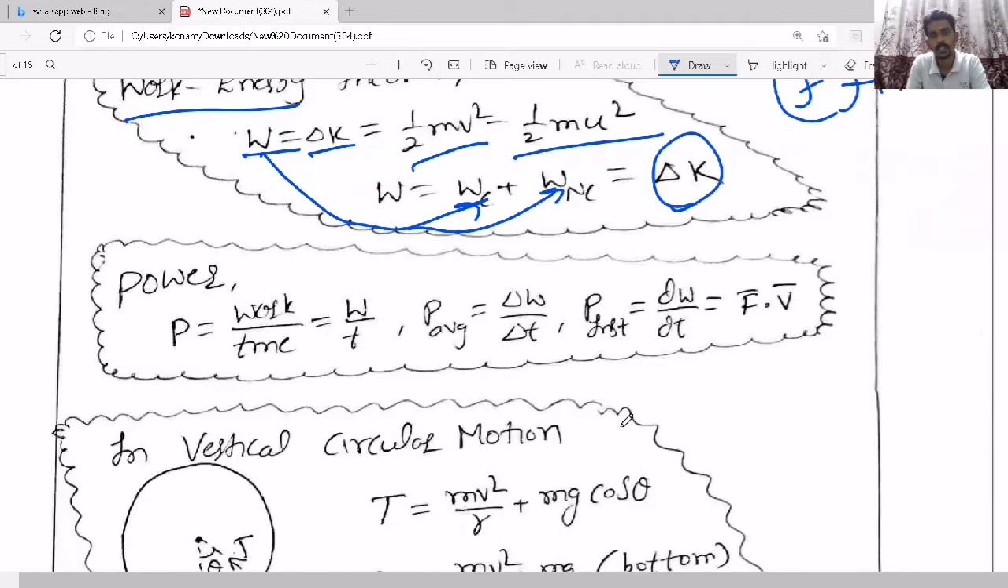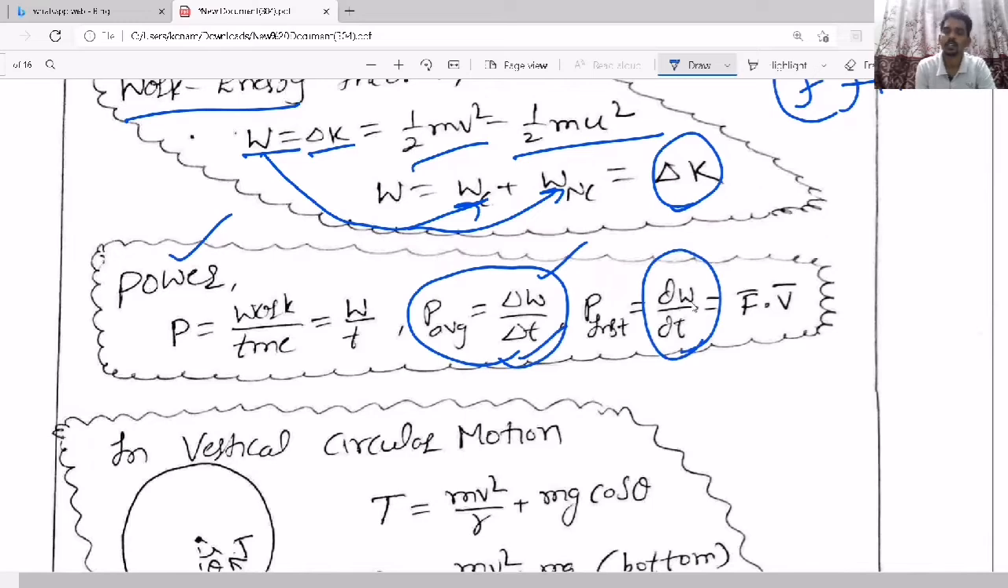Now, one last and final thing, that is power. Power is equal to work by time, or the rate of doing work. There is an average power, which is total work done by total time, or instantaneous power, where if you write W as F bar dot S bar, power will become F bar dot V bar. So this way you can understand.